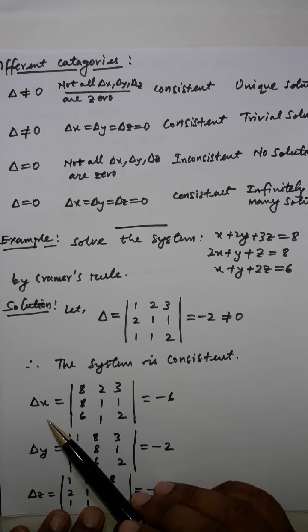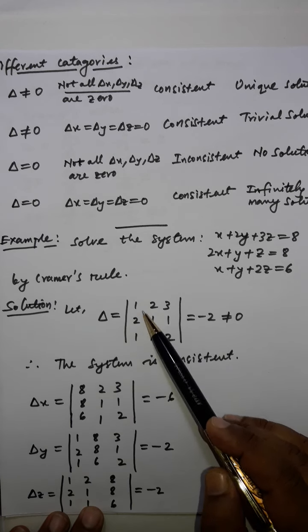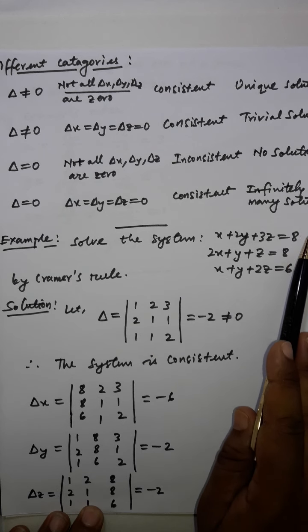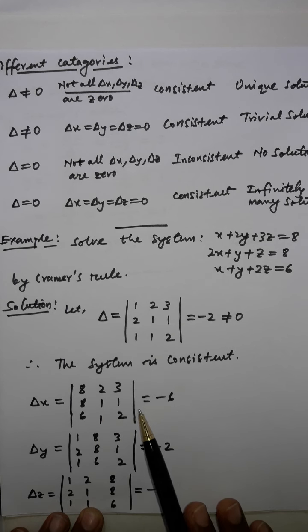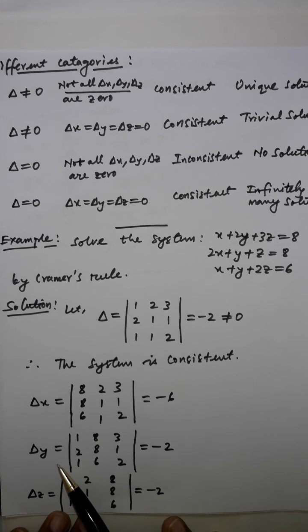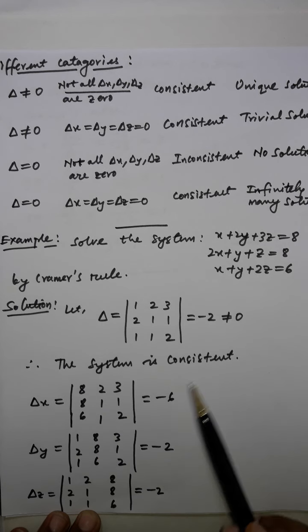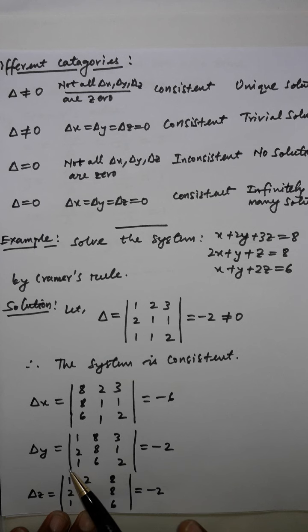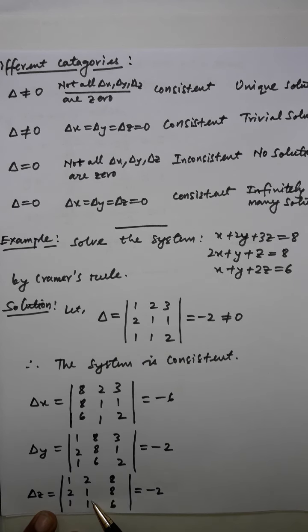The next stage is to get del x, del y, del z. I told you del x is where the first column of x, 1, 2, 1, is replaced by the constant column 8, 8, 6, keeping the other two as they are, and the value is minus 6. Similarly, del y is the determinant where the y column, the second column, is replaced by the constants 8, 8, 6, keeping the other two the same, and it is obtained as minus 2. And del z is where the third column is replaced by the constant column 8, 8, 6, keeping the first and second the same as before, and that value I am also getting as minus 2.